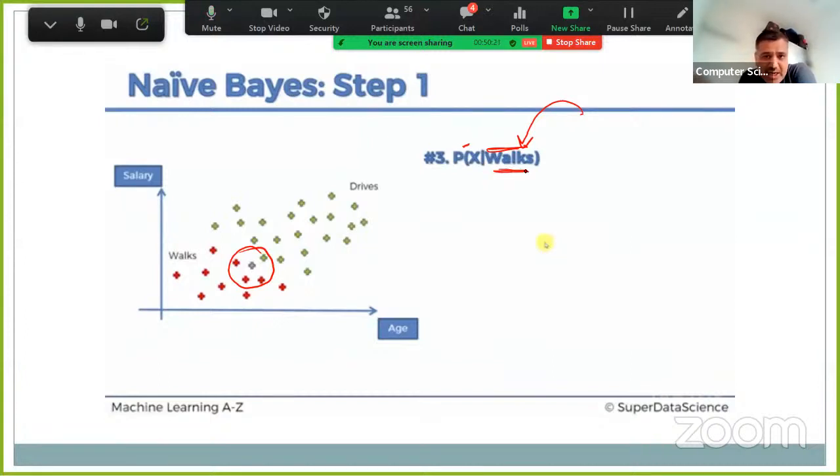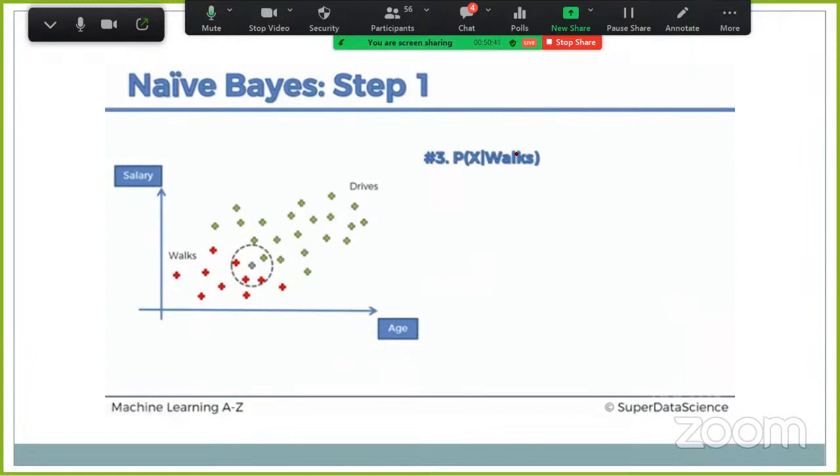I want to check the probability that X belongs to a person who walked to that particular office. So my only focus is that they should be walking; the drivers will go out of the picture. You will consider only the walkers in the picture, but your area of focus will again be X.